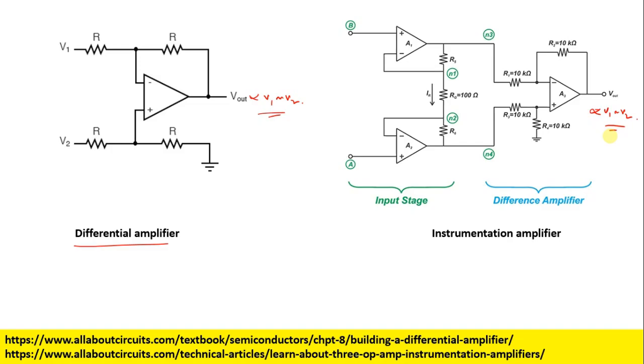If you look over here, if you consider section A and section B, so section B and the differential amplifier both are the same. Okay. Where is the difference? The difference is in the input stage.